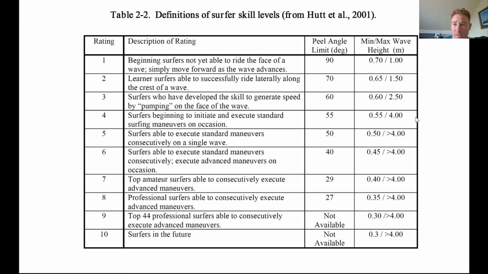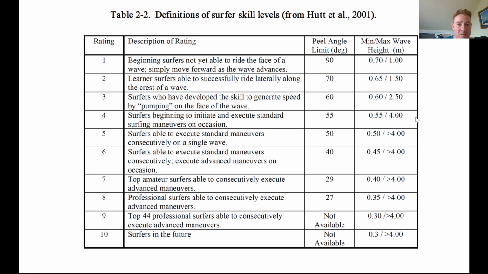A level 7 surfer is a top amateur surfer able to consecutively execute advanced maneuvers. So peel angle limit drops all the way down to 29 degrees. So this is somebody that is able to float over sections or do an air over a section with really tight peel angles. Section lengths can be short or longer as well with more advanced surfers. They can surf a minimum of 0.4 meters. So that's going down as well.